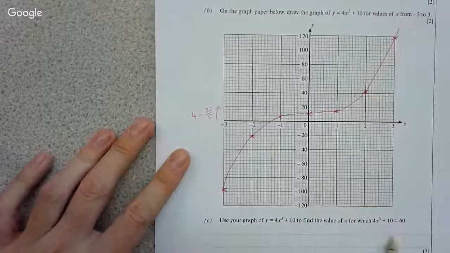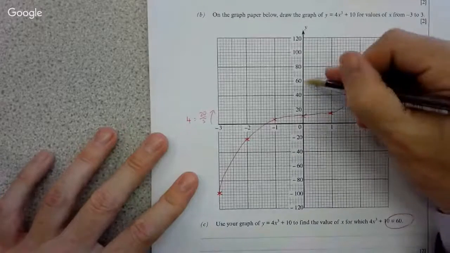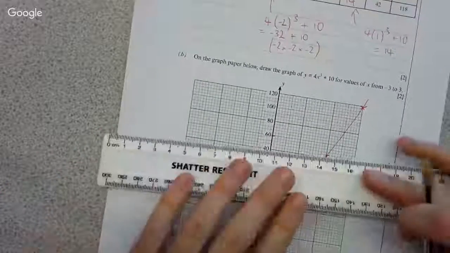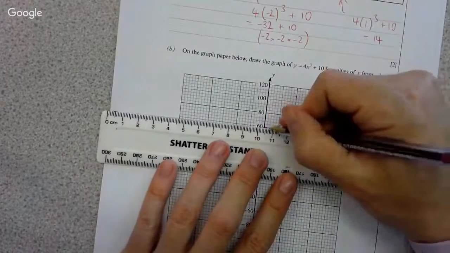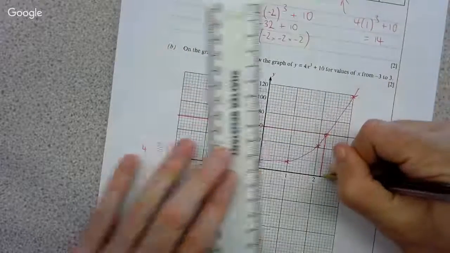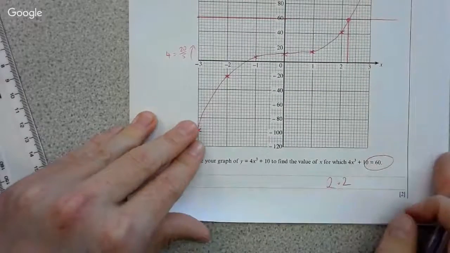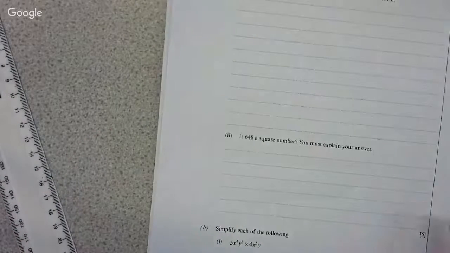Use your graph to find the value for which it equals 60. Now, 60 there, where's 60 on the graph? Here. Where is it 60? All you do is you draw a line straight across and you pick out that value there. Okay, that value is 2.2. Don't worry if you don't get that. It's a hard question. If you get it, great. If you don't, it's not a massive issue.